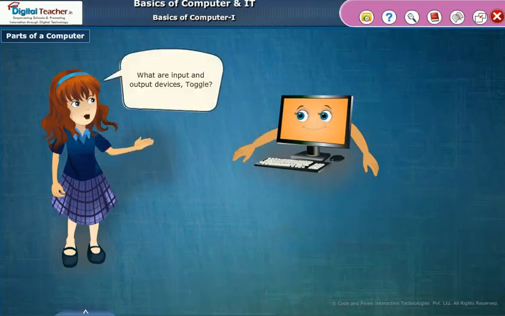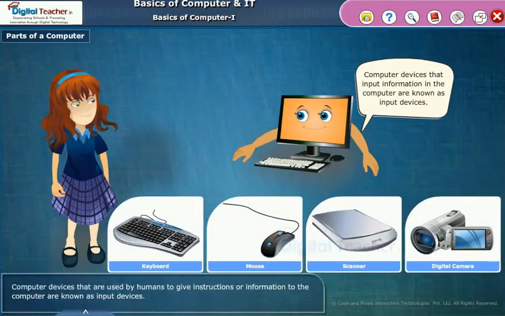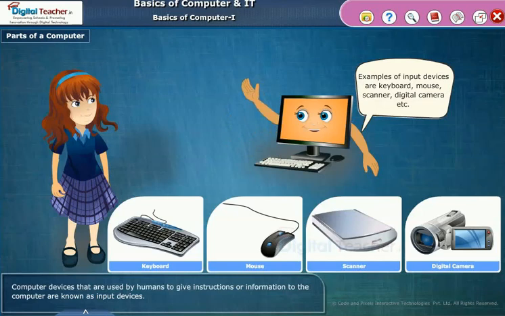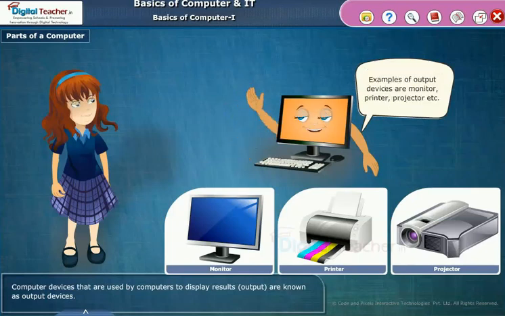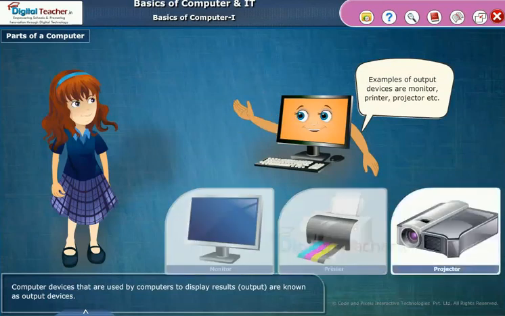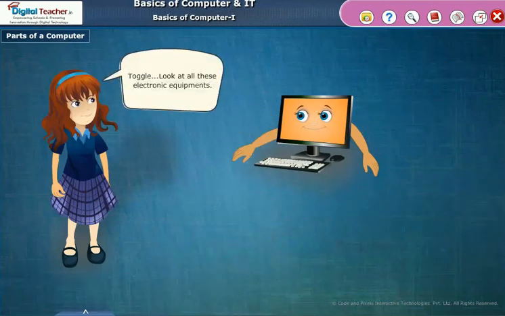What are input and output devices, Toggle? Computer devices that input information in the computer are known as input devices. Examples of input devices are keyboard, mouse, scanner, digital camera, etc. Computer devices that output information from the computer are known as output devices. Examples of output devices are monitor, printer, projector, etc.